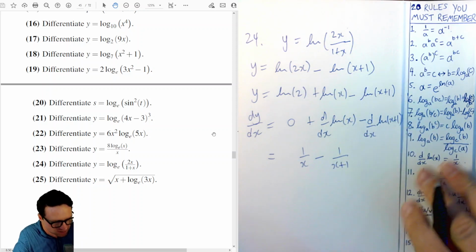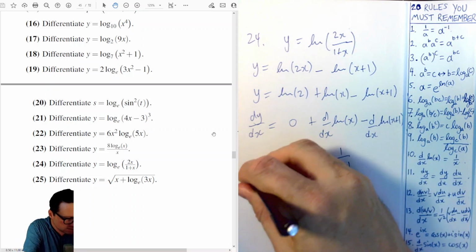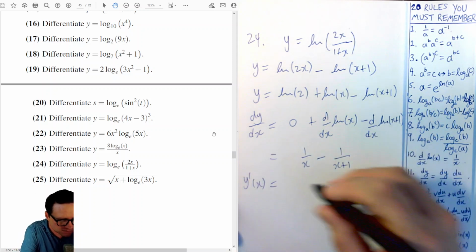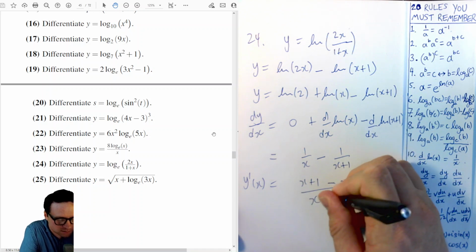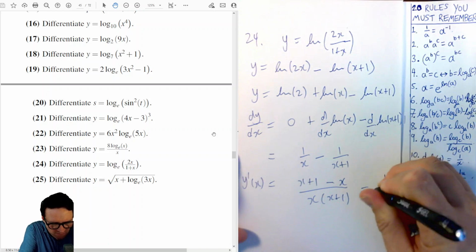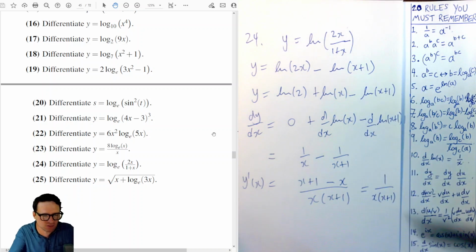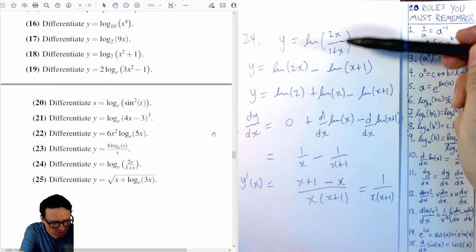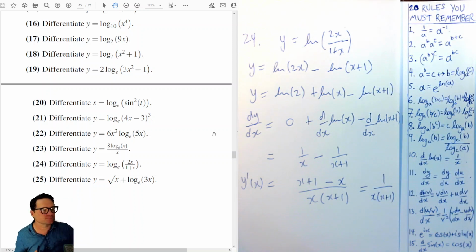And we can combine these two, placing these over the same fraction bar or vinculum. Say y dash of x is equal to x plus 1 minus x all over x times x plus 1. Now the numerator of that fraction simplifies to be just 1. So we have 1 over x times x plus 1. And this is what you would get if you use the chain rule and then the quotient rule on this, which is arguably a bit more work than this.